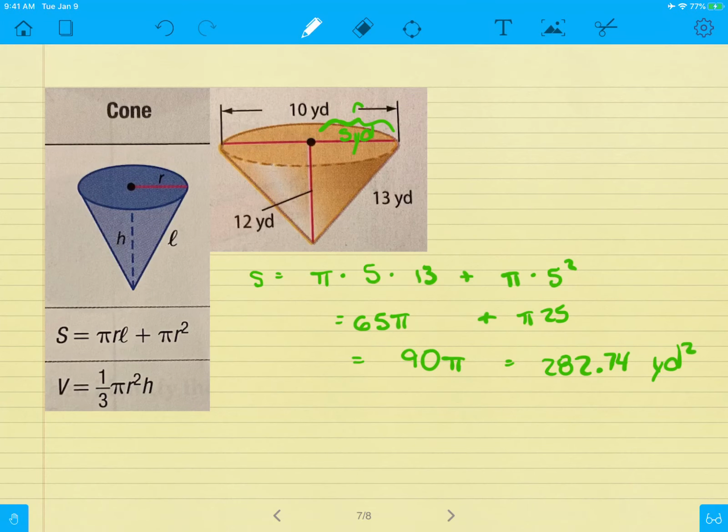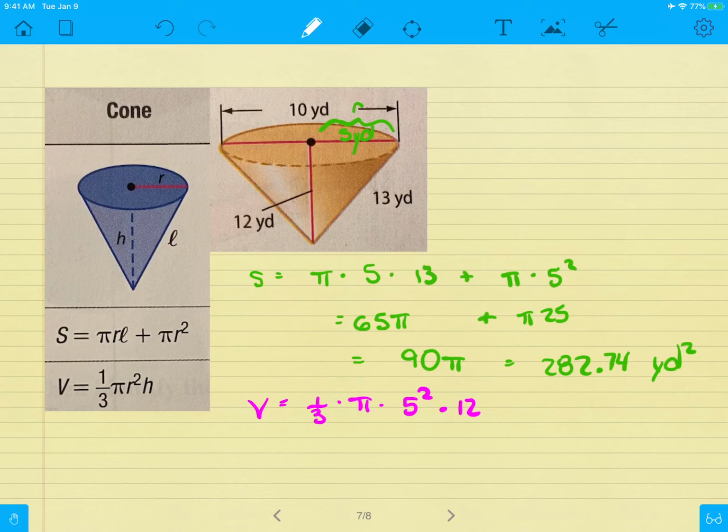All right, now switching it up, doing volume. Volume of this thing is 1/3 times pi times the radius squared, which is 5 squared, times the height, which is, in my case, the 12 here. Not 10, but 12. All right.